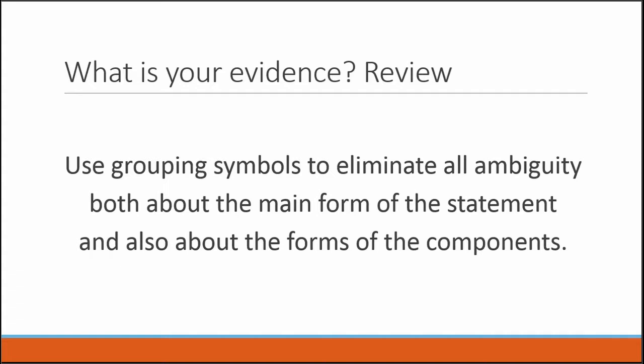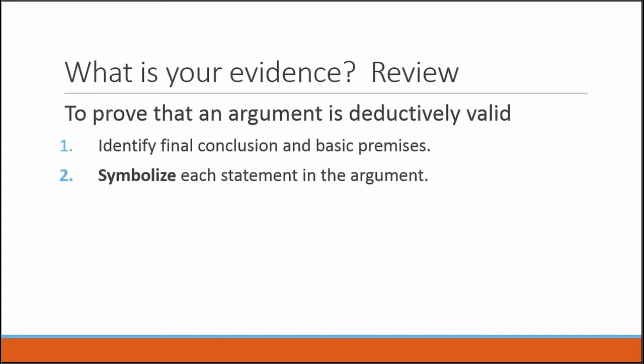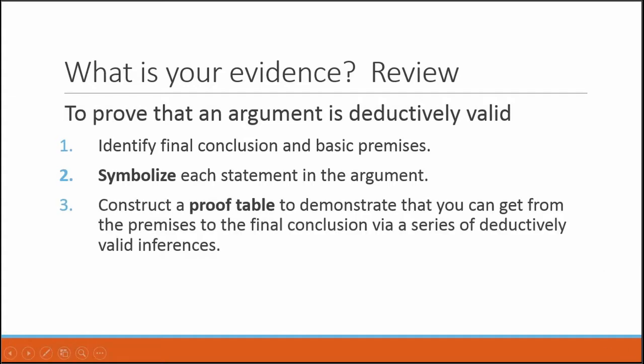So much for symbolization. So remember, we're proving that an argument is valid. We identify the final conclusion and basic premises. We symbolize each statement in the argument. And then we construct the proof table to prove that we can get from the premises to the final conclusion using valid inferences.